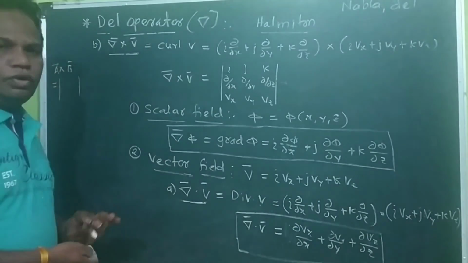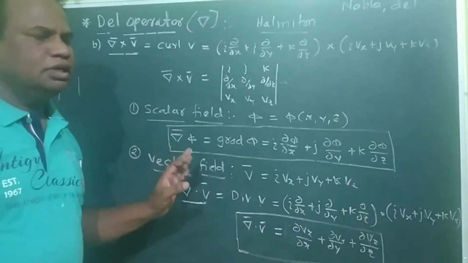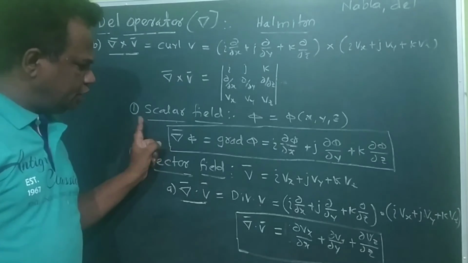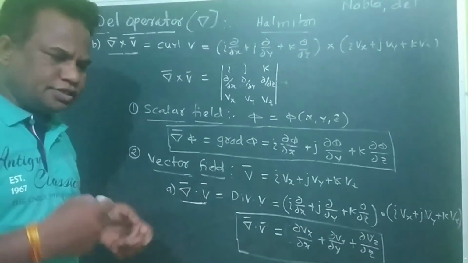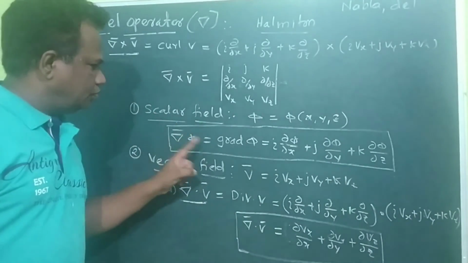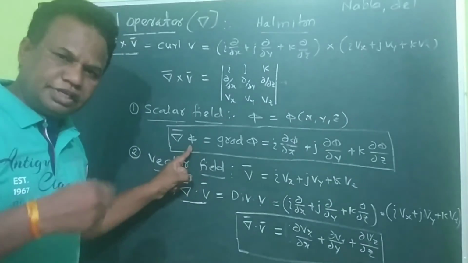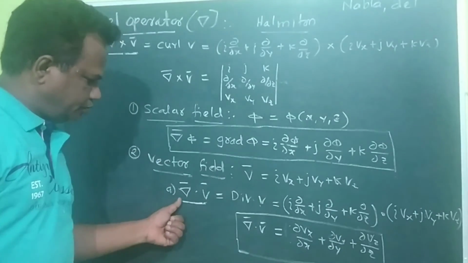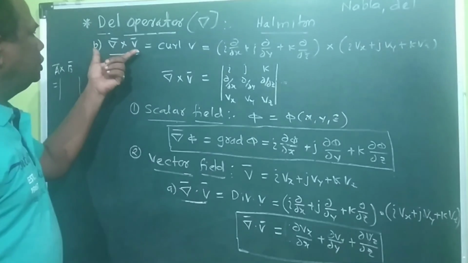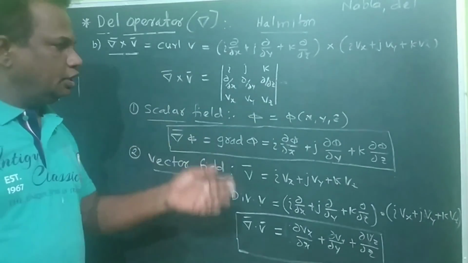So this is overall about this lecture, that is the del operator and the del operator operated on scalar field and vector field. In the next lecture we will see the significance of the multiplication of the del operator on the scalar field, the significance of multiplication of the del operator on the vector field, and also the cross product. We can see that in the next lecture.